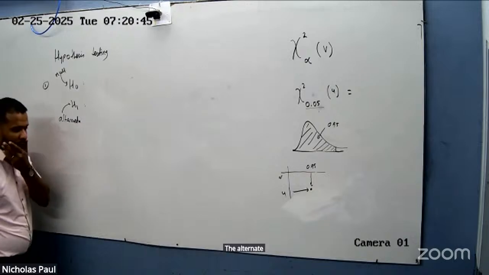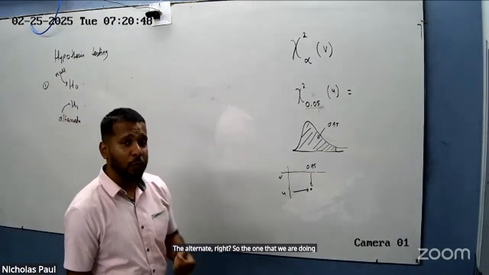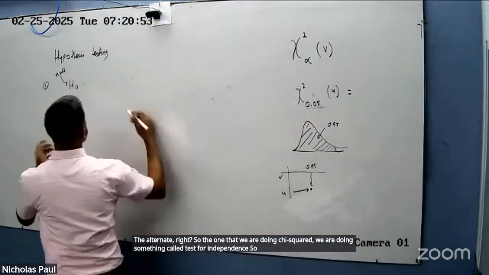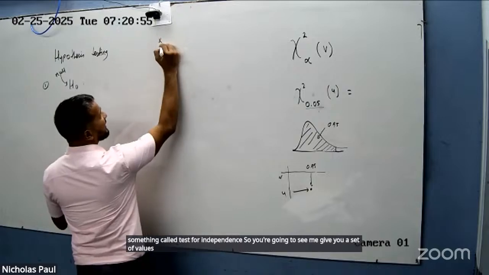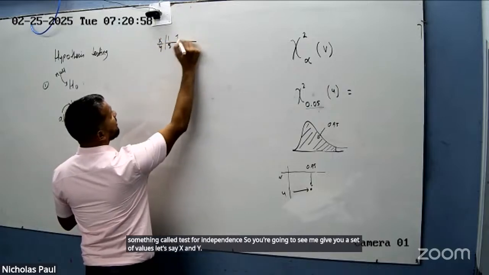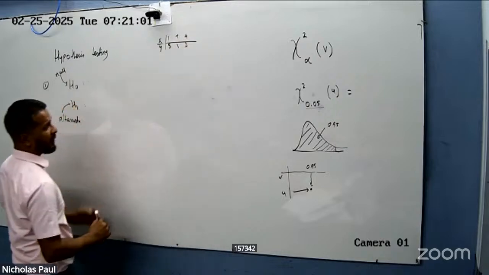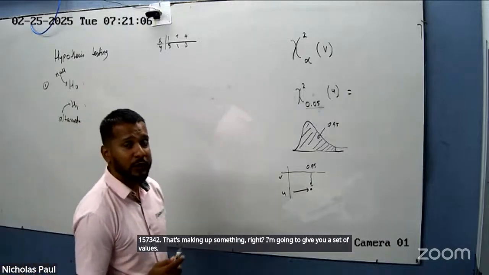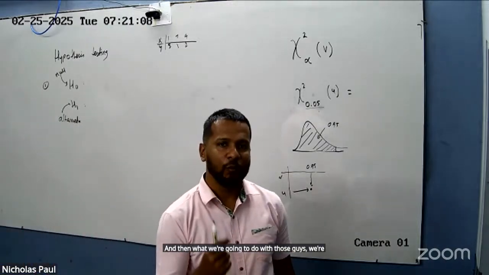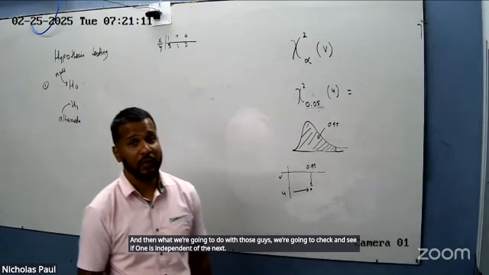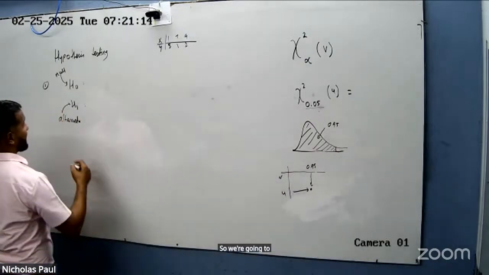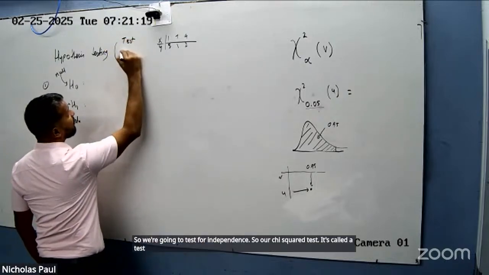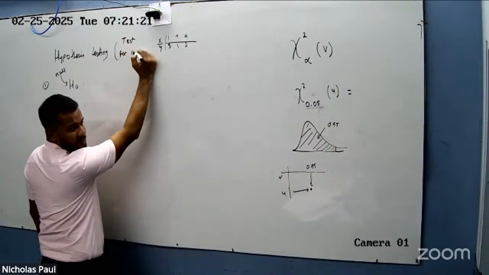So the one that we are doing in chi-squared is something called a test for independence. You're going to see me give you a set of values, let's say X and Y: 1, 5, 7, 3, 4, 2. That's making up something, right? I'm going to give you a set of values, and then what we're going to do with those values is check and see if one is independent of the next. So we're going to test for independence. So our chi-square test is called a test for independence.